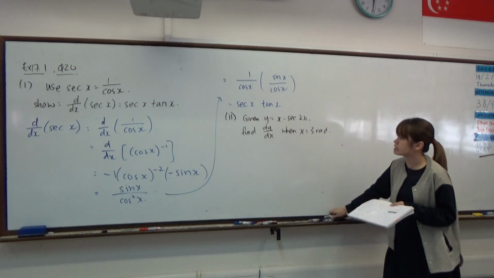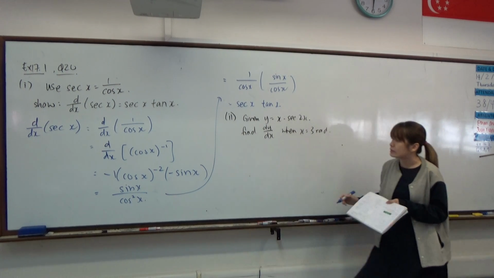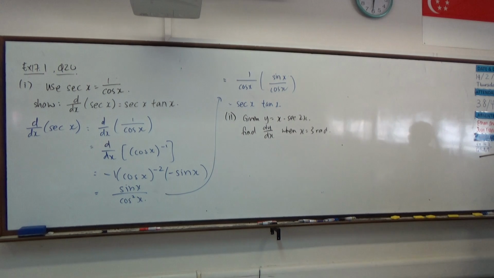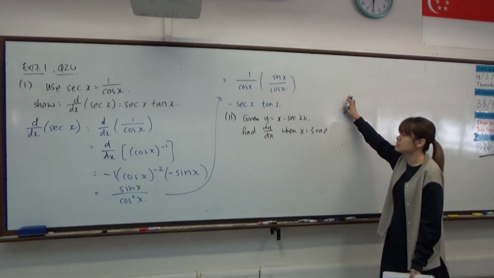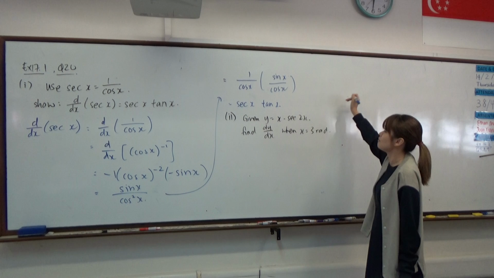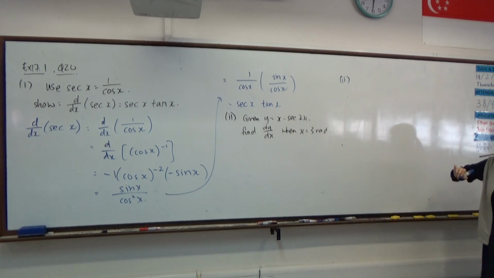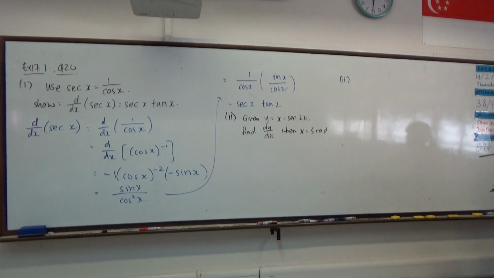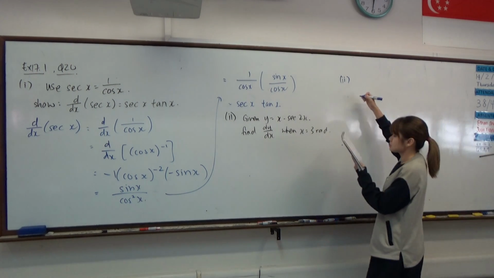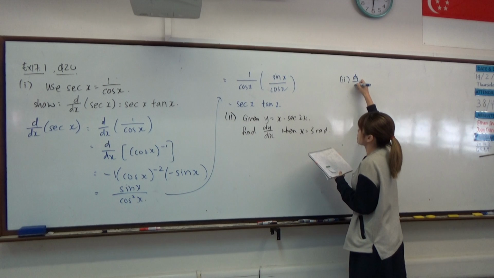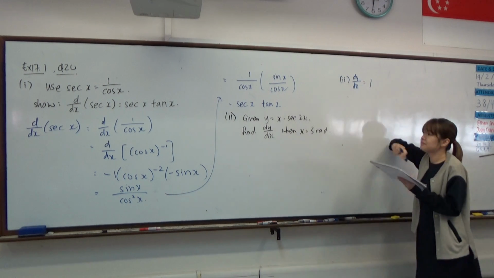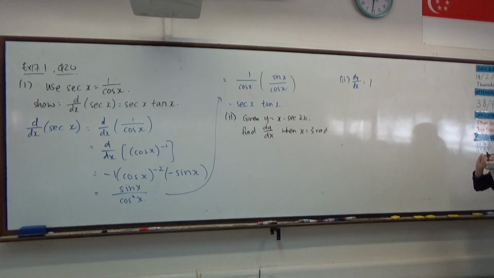Okay, so now in this case, given that y is equal to x minus secant 2x, we want to find out what is the derivative. Since this is actually part 2 of part 1, that means we have to make use of what we know in part 1. So dy over dx, x differentiates to 1, right?